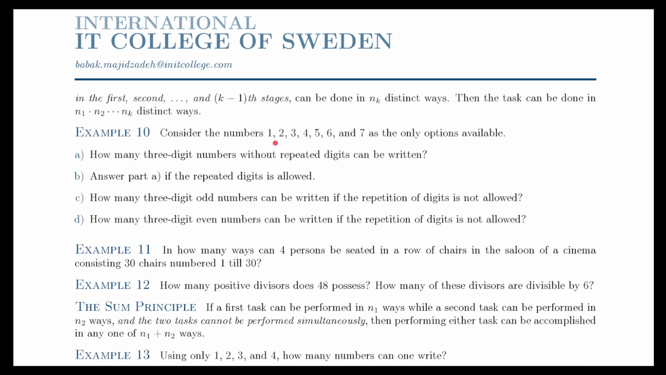Consider the numbers 1, 2, 3, 4, up to 7 as the only options available. And then we ask how many 3-digit numbers without repeated digits can be written. If you think a little bit about this problem, the answer is not that easy. I mean, it's not immediately clear what the answer is, yes? Because the options that I have are only these choices, and I want to count the number of 3-digit numbers without repeated digits that are using only these as digits.